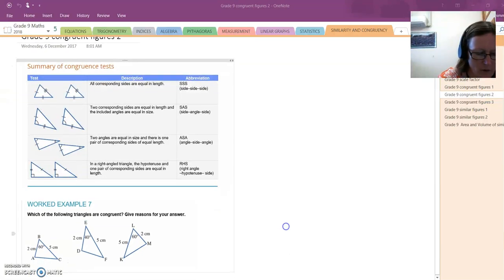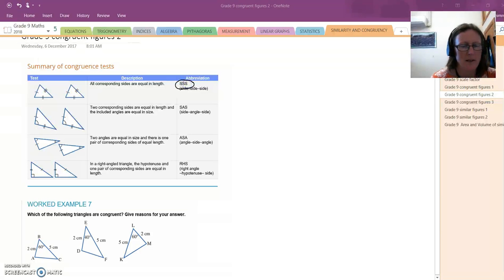If we know all three sides, so we know the length of all three sides, then the size of all three angles are going to be the same. We don't have to prove that. If we know all three sides are the same length, then yes, those triangles are going to be congruent.